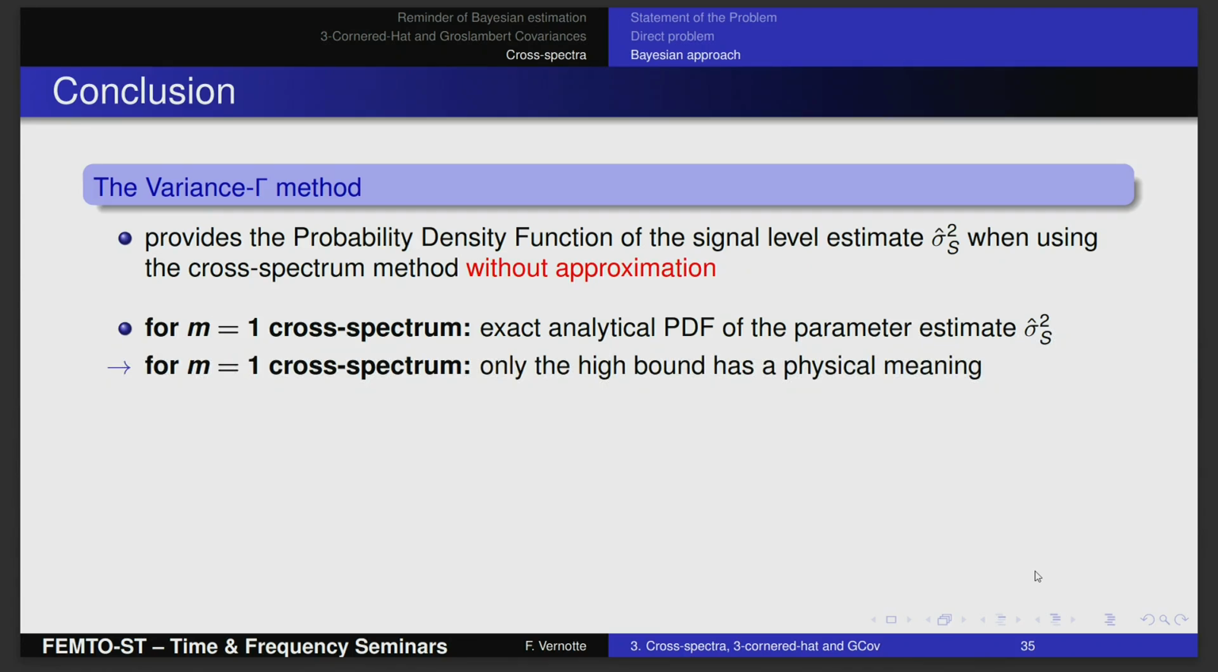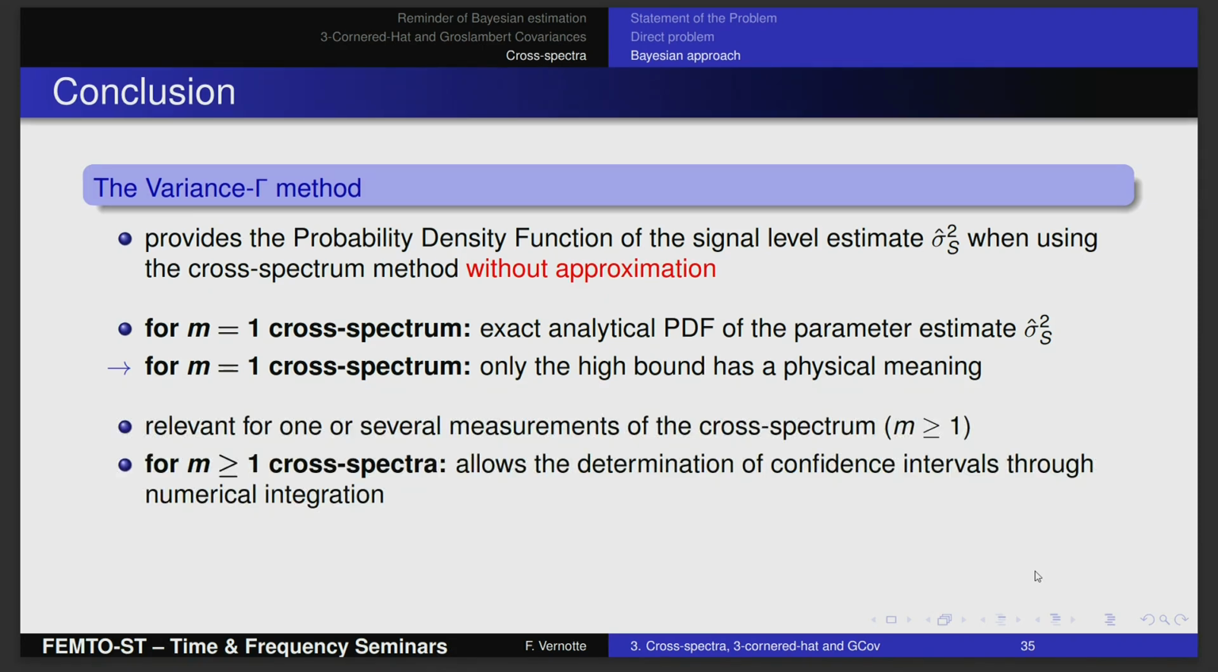If you have only one cross-spectrum, m equal 1, you have the exact analytical PDF of the variance estimate, so it's very simple. It gives you directly the result. But we see that generally it's only possible to have the high bound, the high level, because the low level is very far and it's not informative. It's the same that I explained to you with the three-corner hat.